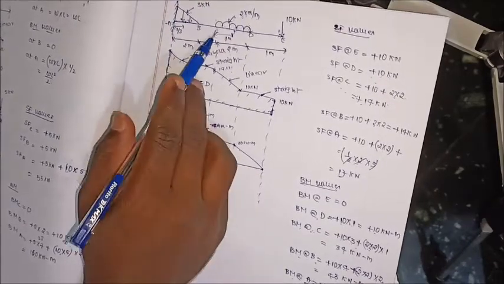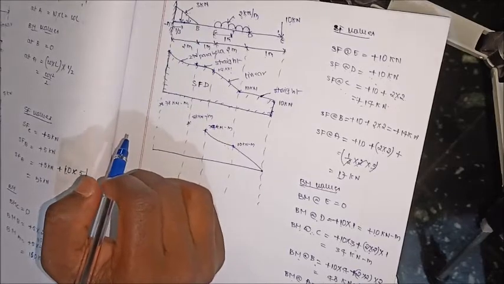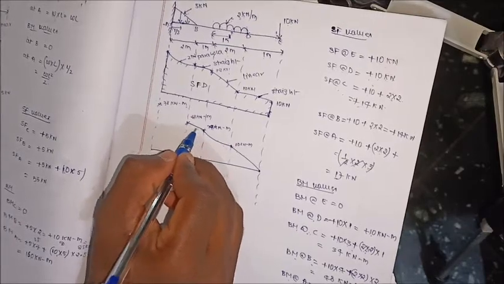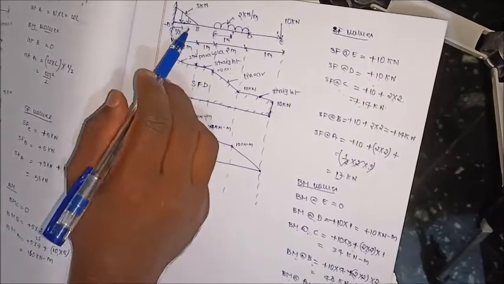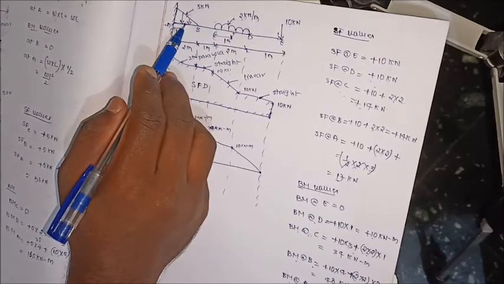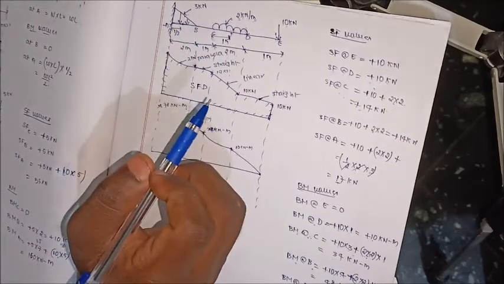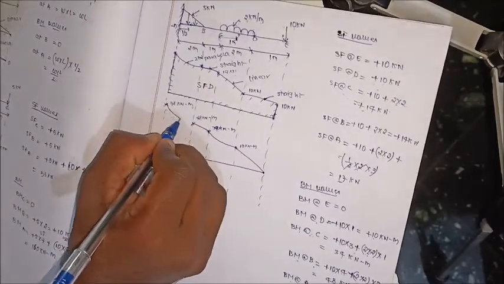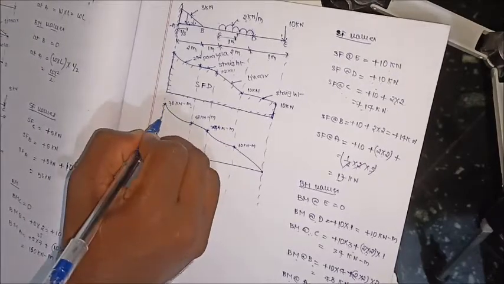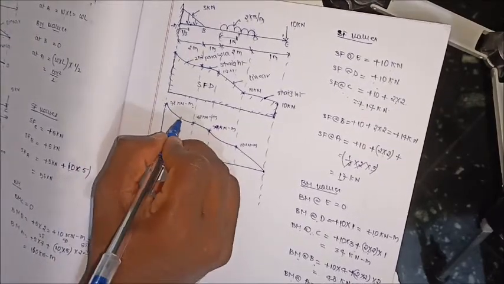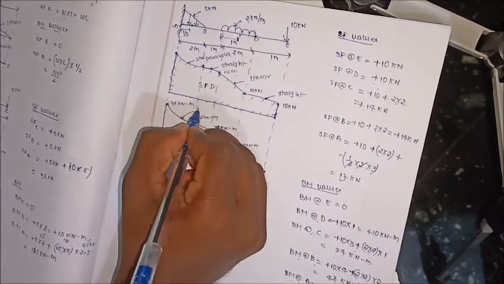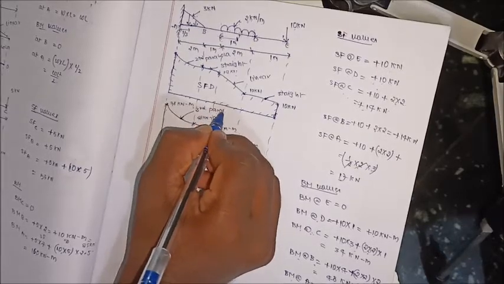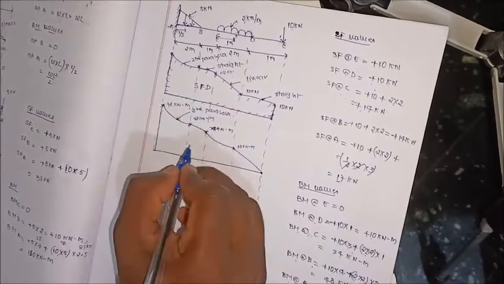Next, between C and B there is no load, so the variation of the bending moment diagram will be linear. Then between A and B, the load is UVL, so due to the UVL load the bending moment diagram will vary as a third degree parabola, a cubic parabola. This is the bending moment diagram.